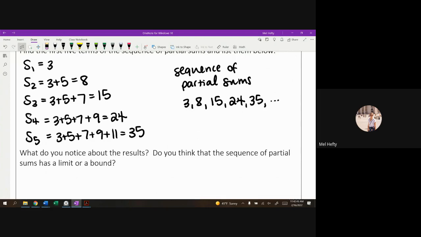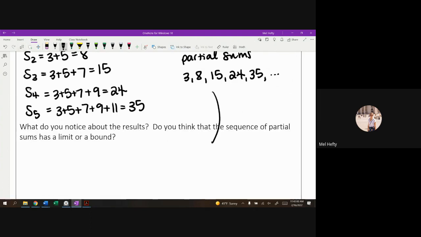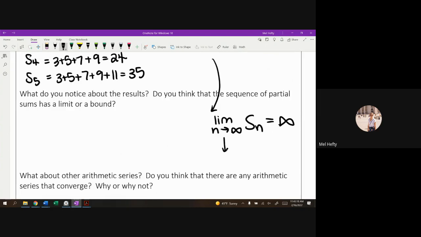Now, does it look like the sequence is going to have a place where it ends up? Does it look like if I took a limit, or looked at where these numbers go eventually, they're approaching a specific number? It looks like they're getting bigger forever, right? So if I had to write this down, it looks like the limit as n approaches infinity of our partial sums is infinity. So what do you think about this type of series here? Do you think it will converge or do you think it will diverge? It diverges. So this means right here that our series diverges.